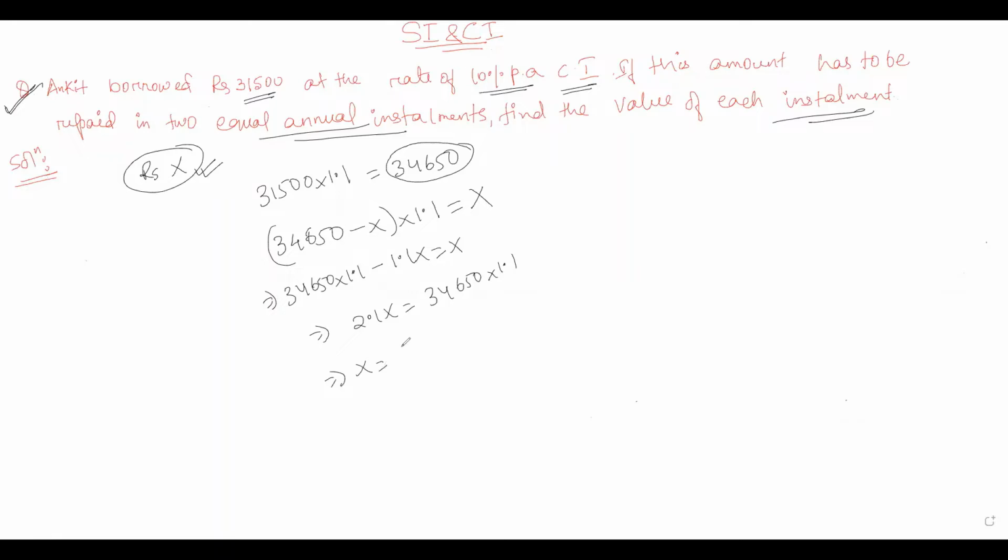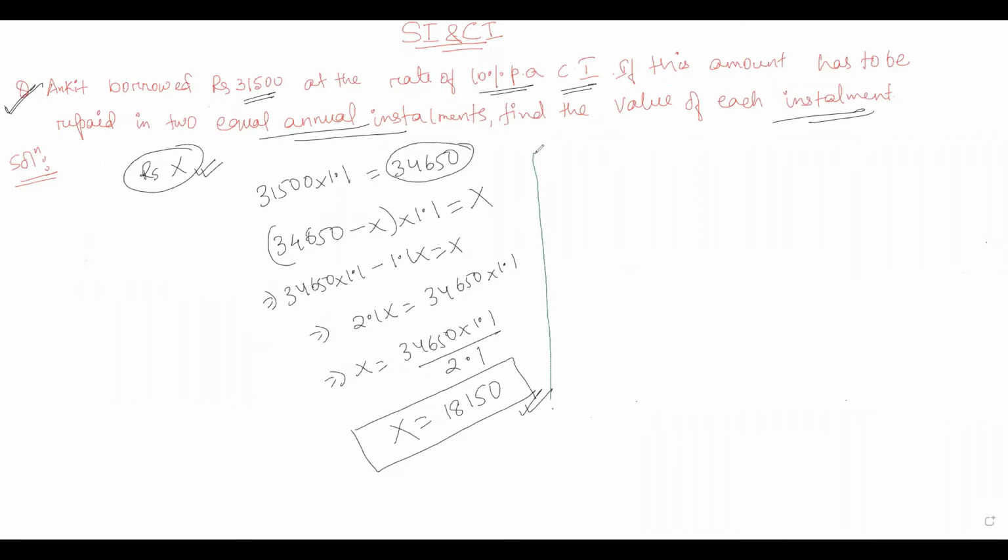So X would be 34,650 into 1.1 upon 2.1. If you calculate this, this would be 18,150. So that means the value of each installment is rupees 18,150.